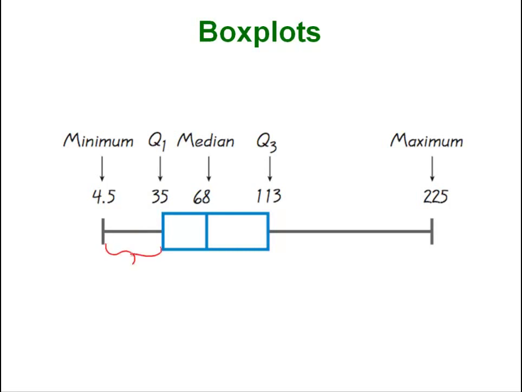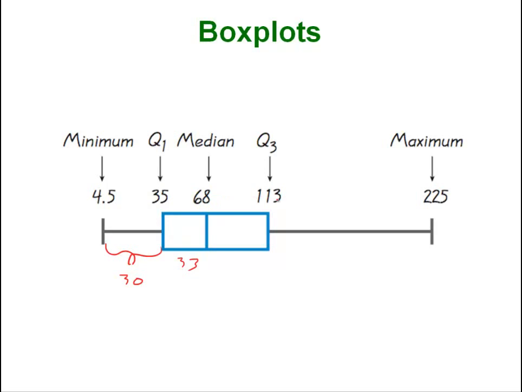This distance here should represent, right, if this is 4.5 and this is 35, it should represent a distance of basically 30. And then this distance here, since we're going from 35 to 68, should be basically a distance of 33. And if you look at those two, that one is longer than that one. So they didn't do a great job of their scale, right? These two distances should be about the same, but this one should be a little bit longer.